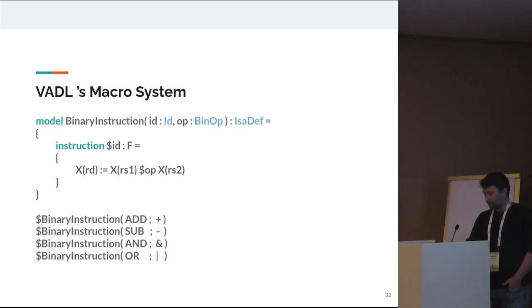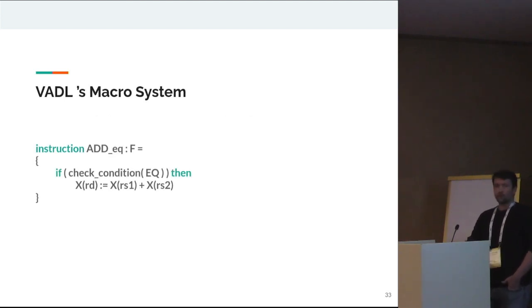Now that we have defined it, how do we use it? Well, we simply call it with this $ sign and give it the respective name and the operand. So here, this is how we would use this model and define the add, sub, and or. So far, so good, but what about more complex instructions?